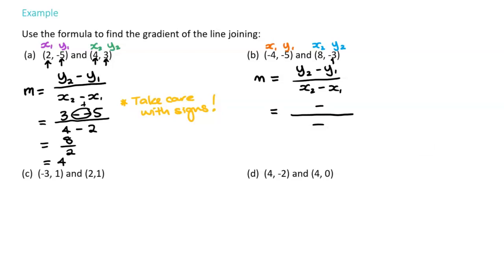So y2 we're substituting in first, that's negative 3. y1 we substitute in after that, minus 5. So I've got minus minus 5 there. Next, we've got x2 on the bottom, which is 8, minus x1, so minus 4 goes in here. So these two become a plus, and these two become a plus. Minus 3 plus 5 becomes positive 2, and 8 plus 4 becomes 12. So we simplify this down. 2 goes into 2 once, 12 6 times, so it's 1 over 6.